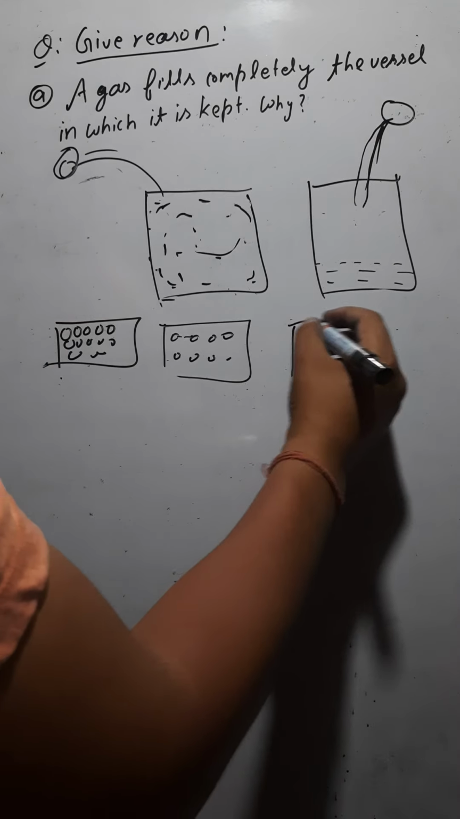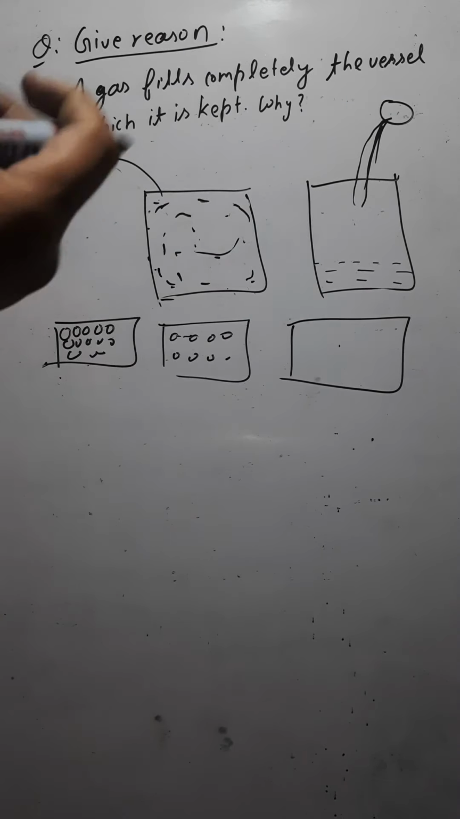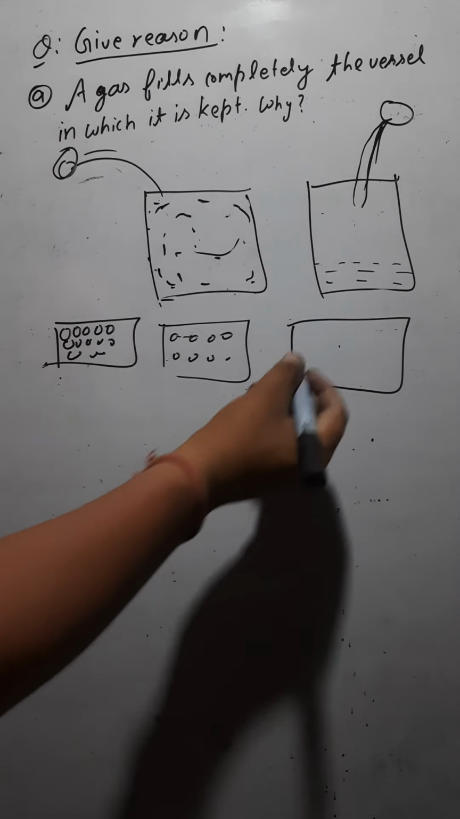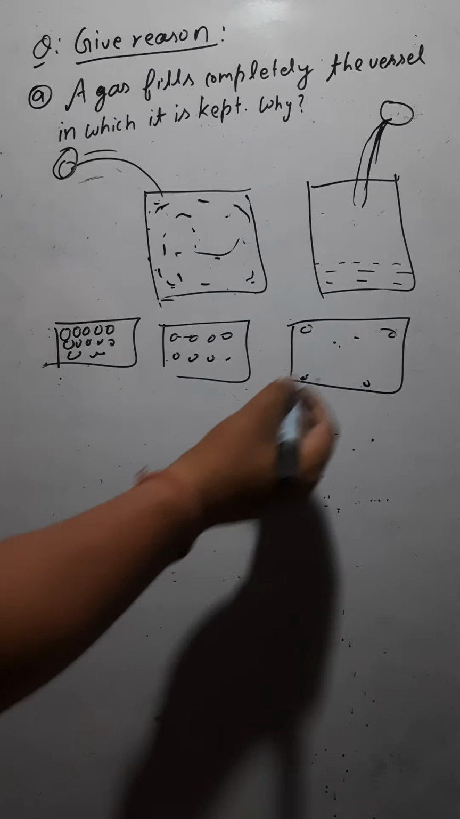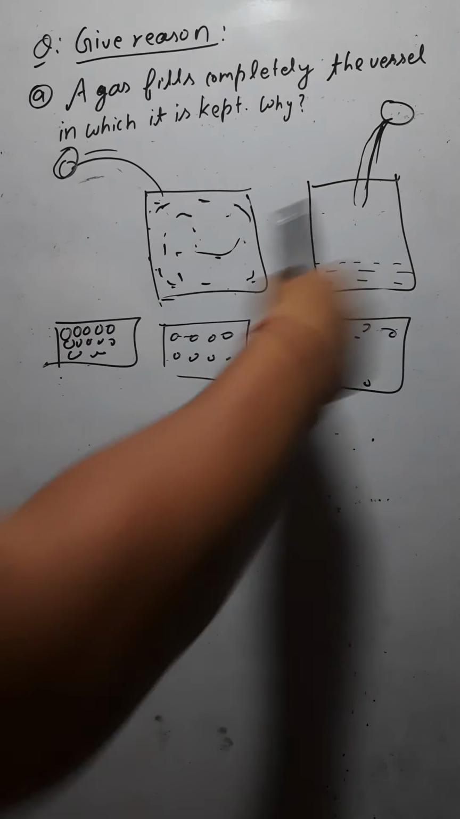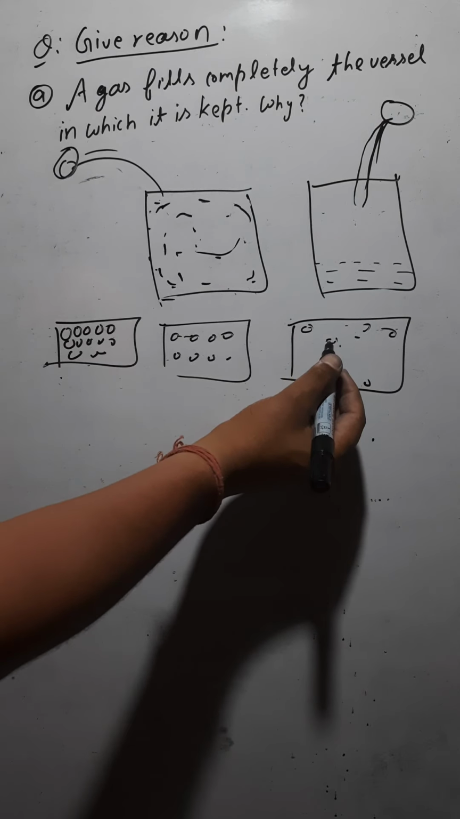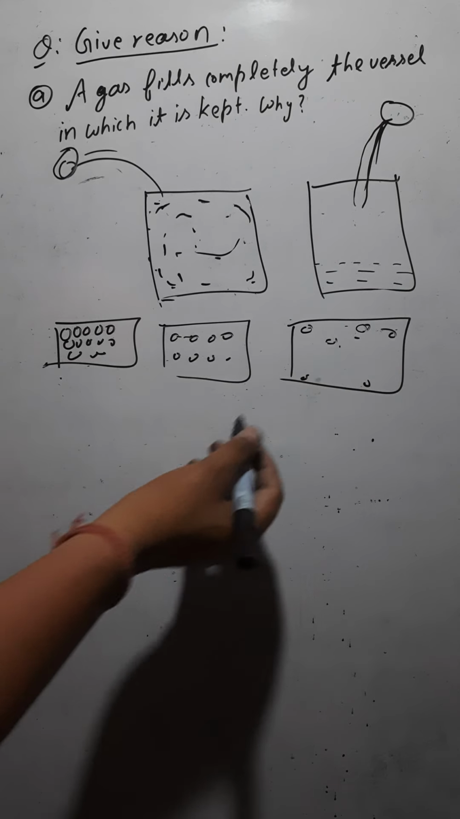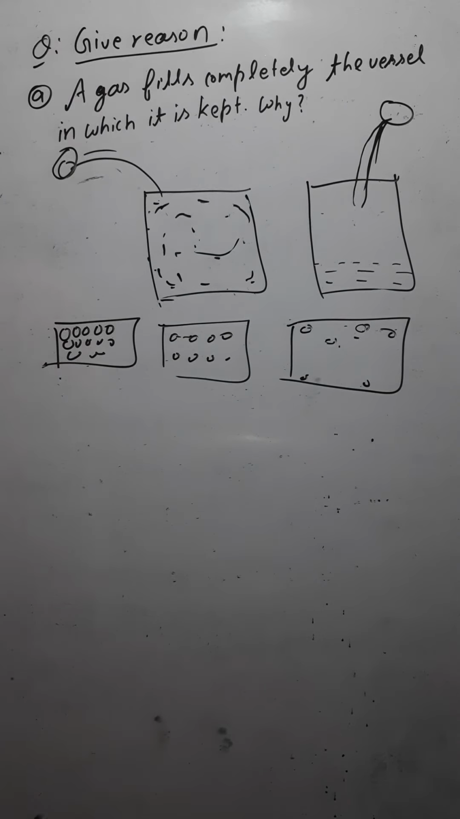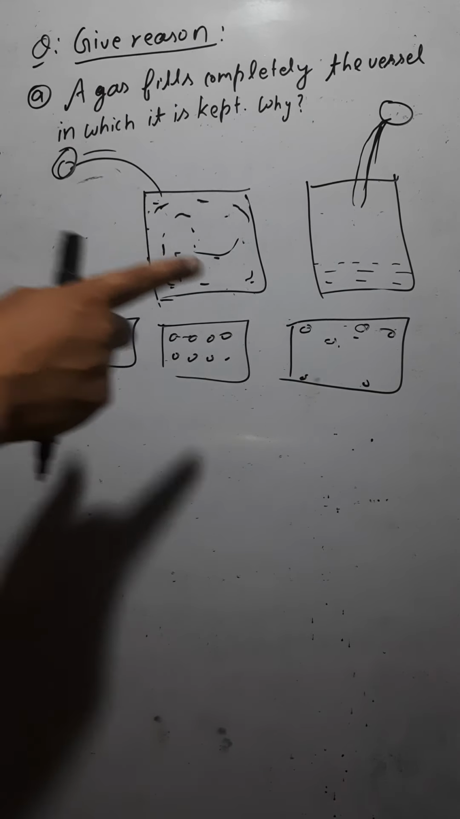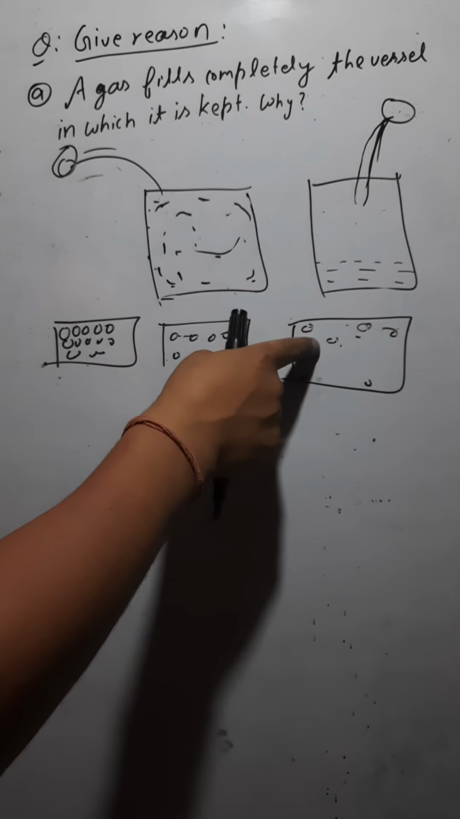But in the case of gases, the force of attraction is negligible, you can say zero or minimum. That is why the particles are here and there. They are not attracting each other. They are just moving here and there and colliding with each other. So the force of attraction between the particles is minimum.